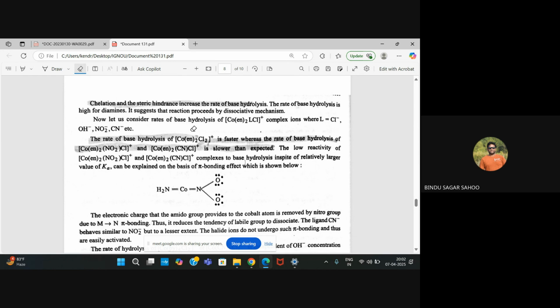So when electron withdrawing groups are present inside the complex, they can abstract the electron density from the metal. When the electron density of the metal decreases, it cannot easily repel the leaving group to remove it from the complex. That's why when electron withdrawing groups are present inside the complex, the rate will be slower.